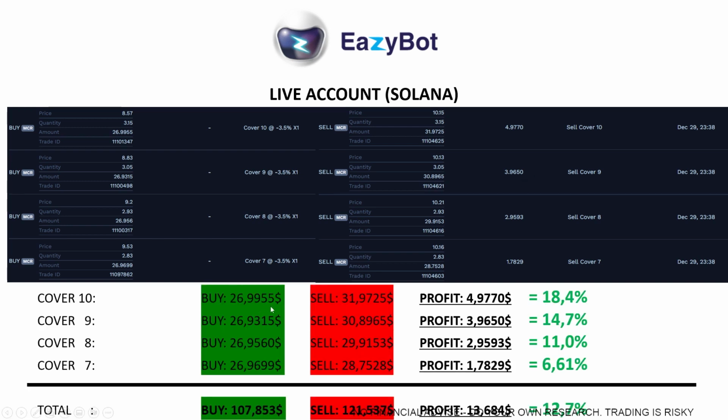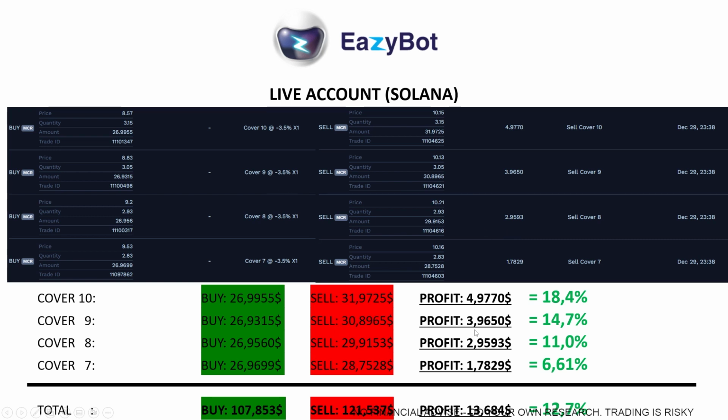For cover 10, we bought for an amount of $26.99, and we sold it for $31.97, banking a profit of $4.97. And it's not fake, you can see it right here. We bought $26.9955, sold $31.9725. Same as here, profit $4.977. This equals 18.4% profit on a single trade. That's absolutely ridiculous. And all the other numbers are also very, very strong.